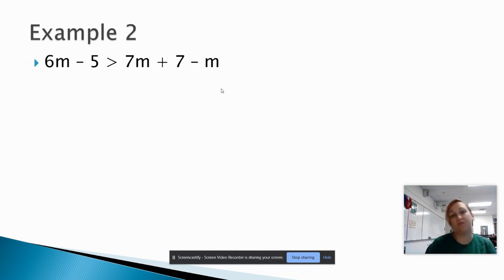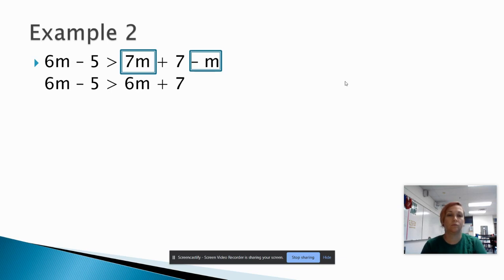Again, if you want to challenge yourself, you can pause the video and solve this on your own. Since this is an example, I will solve it for you as well. The first thing that I like to do in a problem like this is I like to combine like terms. I noticed on the right-hand side that there were 3 terms, so 2 of them are like terms that I should combine together. Specifically, I will be combining together the 7m and the minus m. 7 minus 1 is 6.